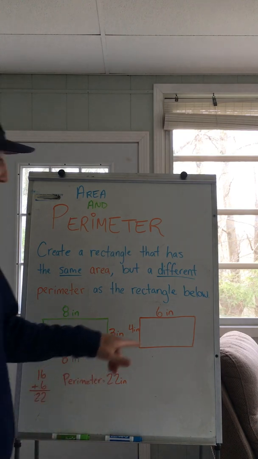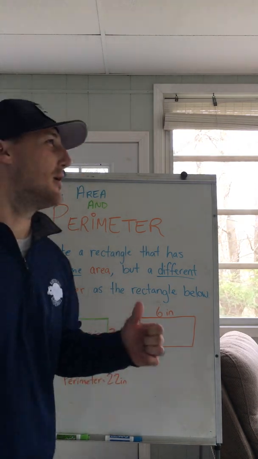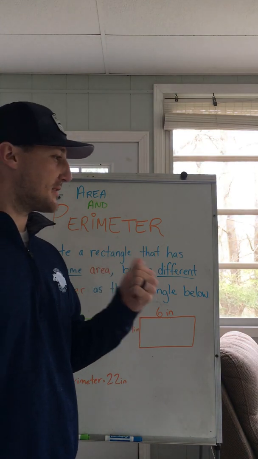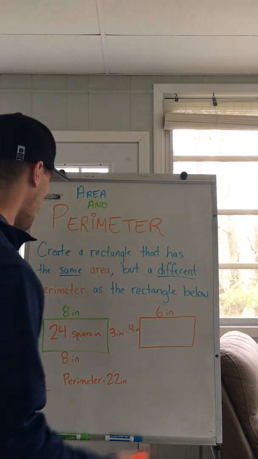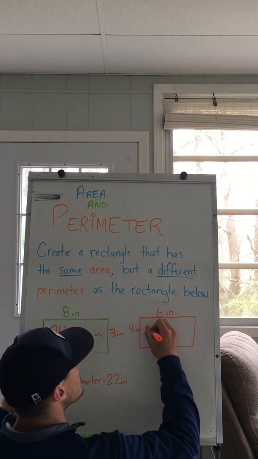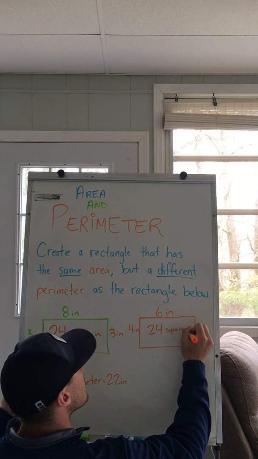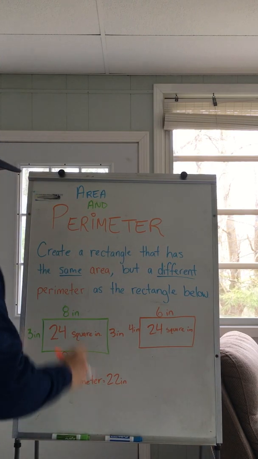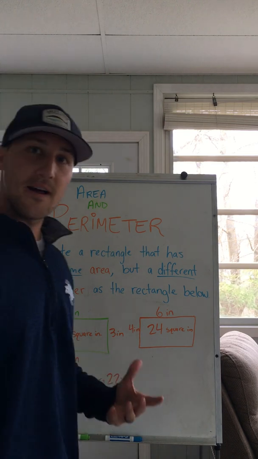Cool. So I know that if I multiply 4 by 6, I'm going to get 24. Let me skip count. I'm going to skip count by 6s. Let's go 6, 12, 18, 24. So my area, again, is 24 square inches. Cool. Same area, same area. Awesome. Now I need to find the perimeter.